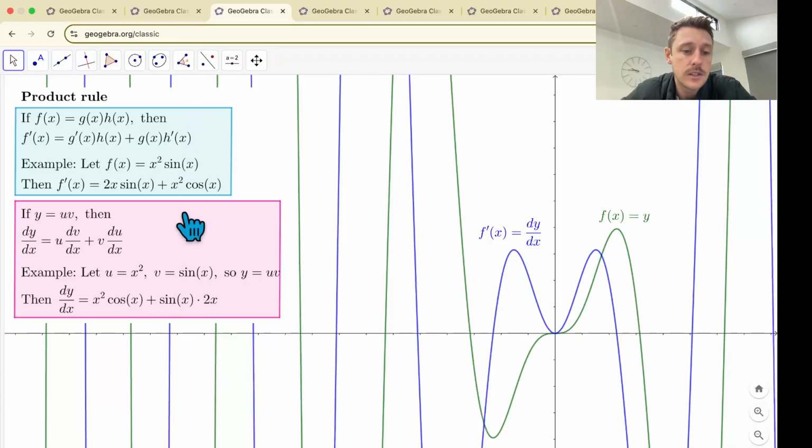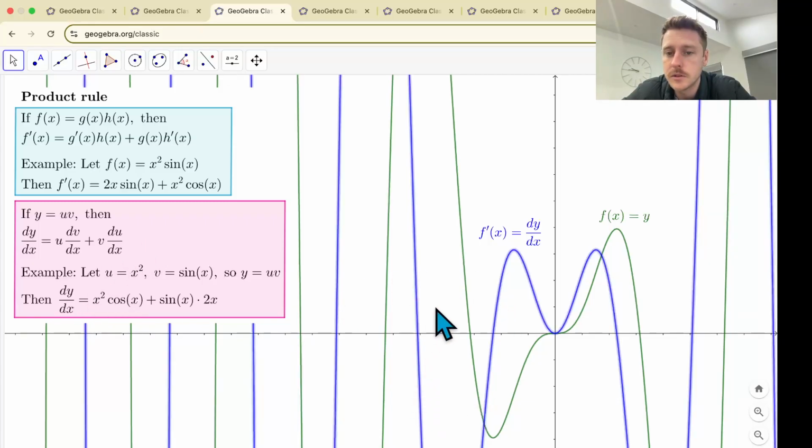And this is the same thing, but just in a different notation. So this is Leibniz's notation. And it just uses it slightly differently. So it says if you've got a function y equals u multiplied by v, then dy dx is u times dv dx plus v times du dx. So same logic. u is x squared in this case. v is sine x. And so y equals u times v, and then dy dx, you follow the exact same process. You just use a different notation, and you'll get the same answer.